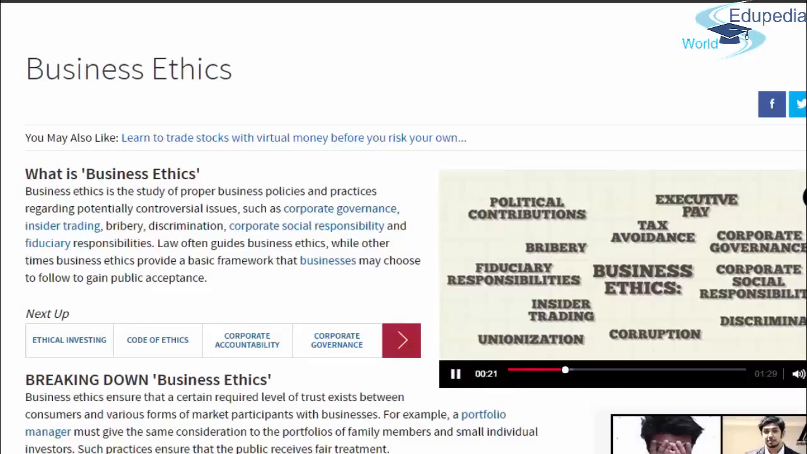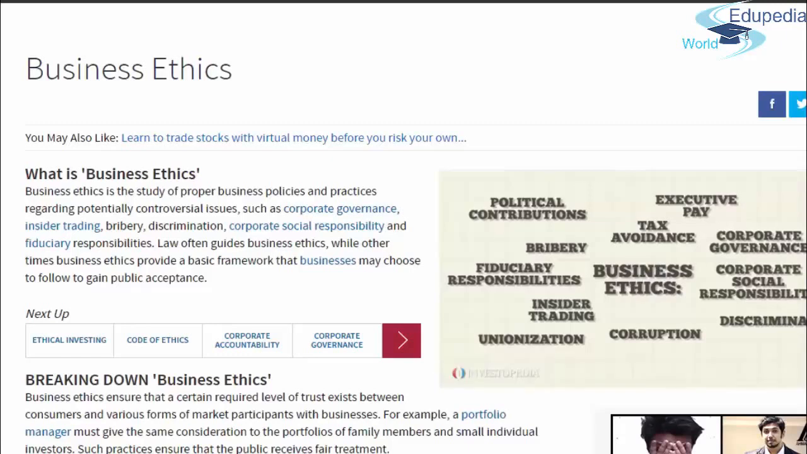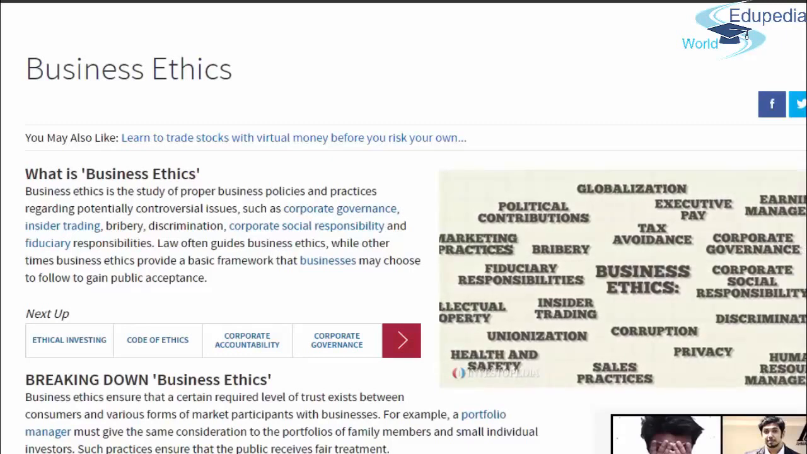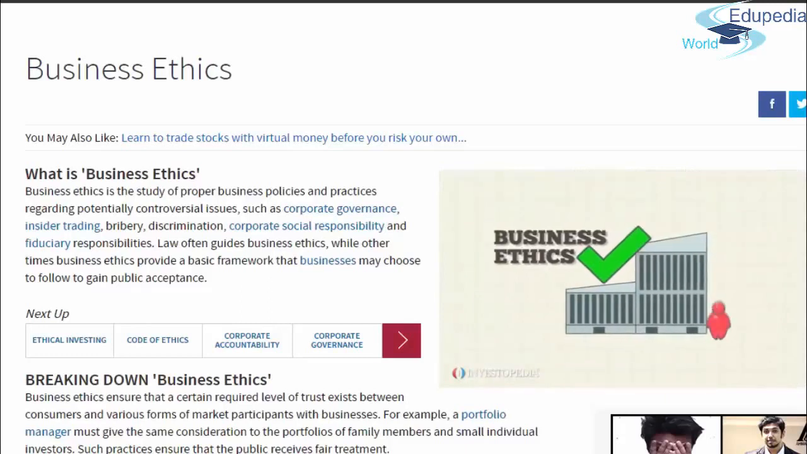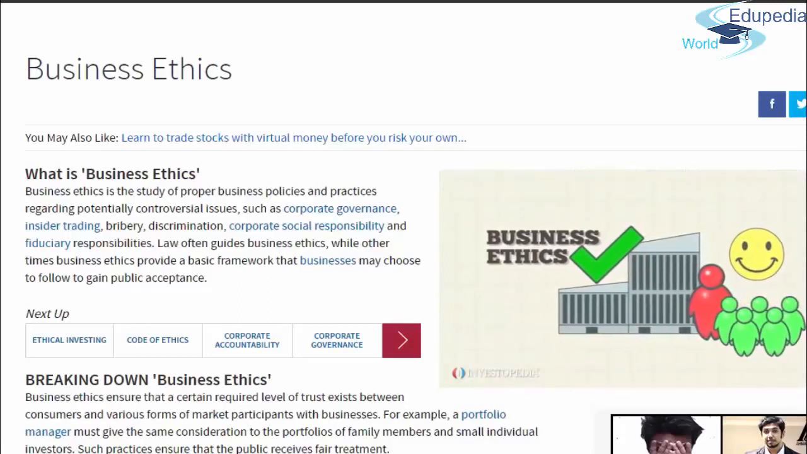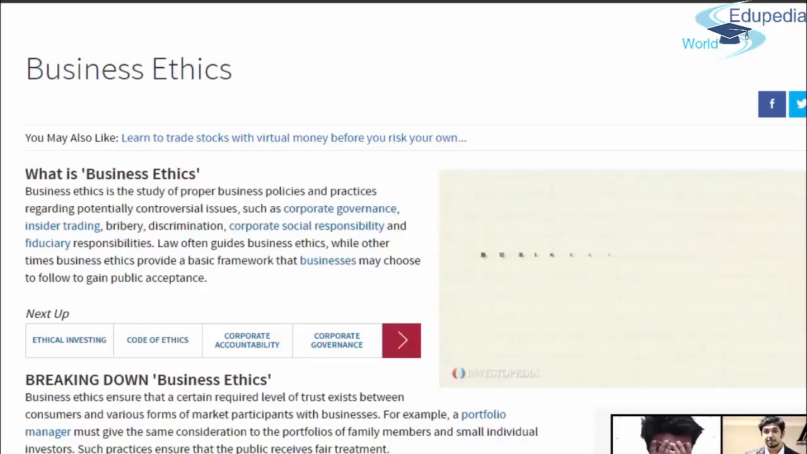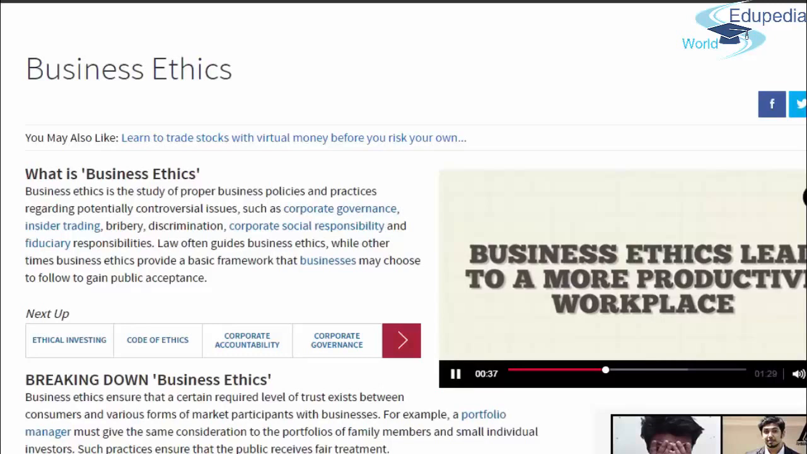Social responsibility to specific laws prohibiting illegal practices in the workplace. When ethical guidelines are followed, trust develops between workers and management, as well as between the public and the corporation. Thus, business ethics lead to a more productive workplace.